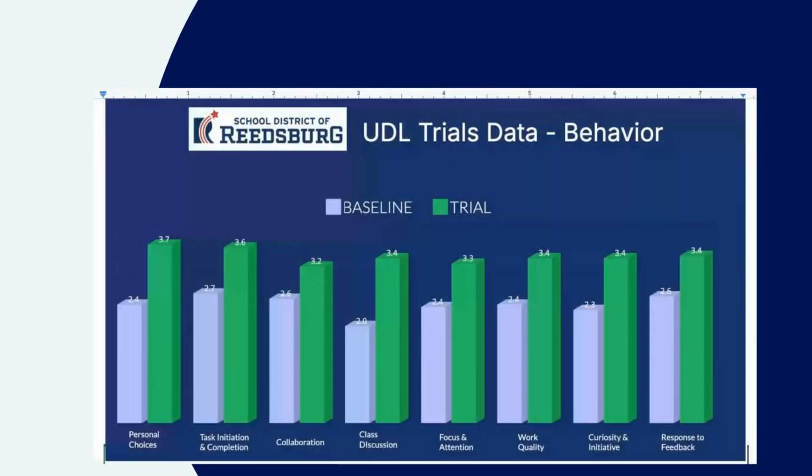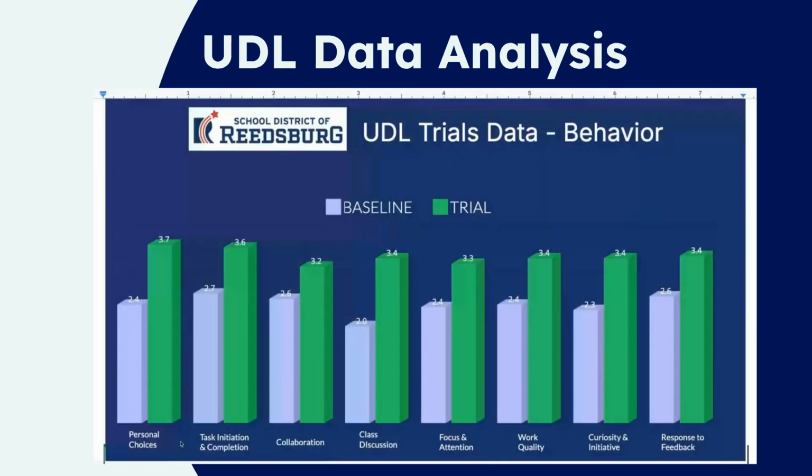Rubric, we landed on 8 different areas: personal choices, task initiation and completion, collaboration, class discussion, focus and attention, work quality, curiosity and initiative, and response to feedback. And these bars represent the baseline and the final data of the trial. So you can see that, at least for behavior, we had some nice gains in all areas.